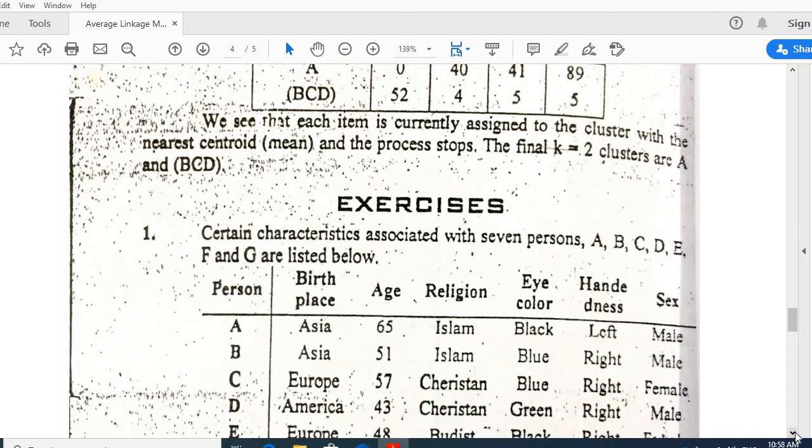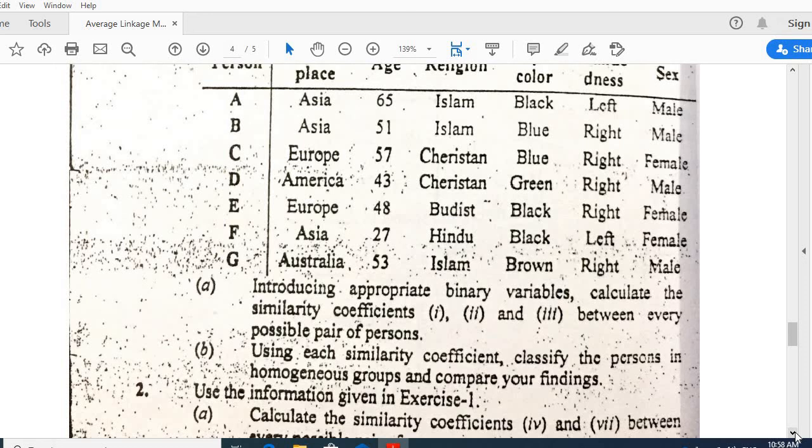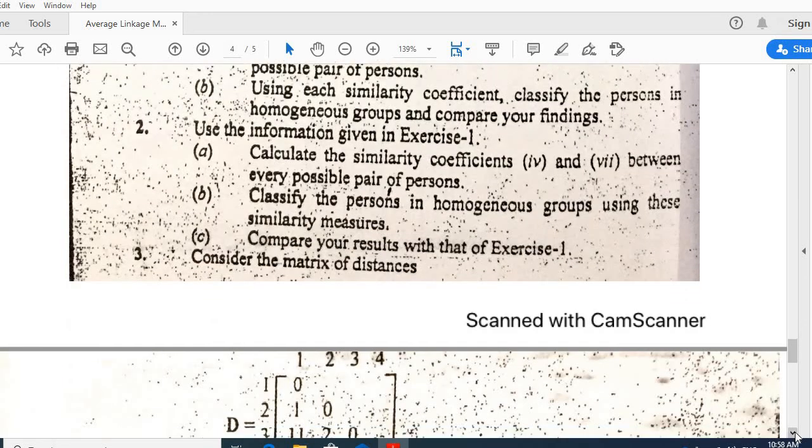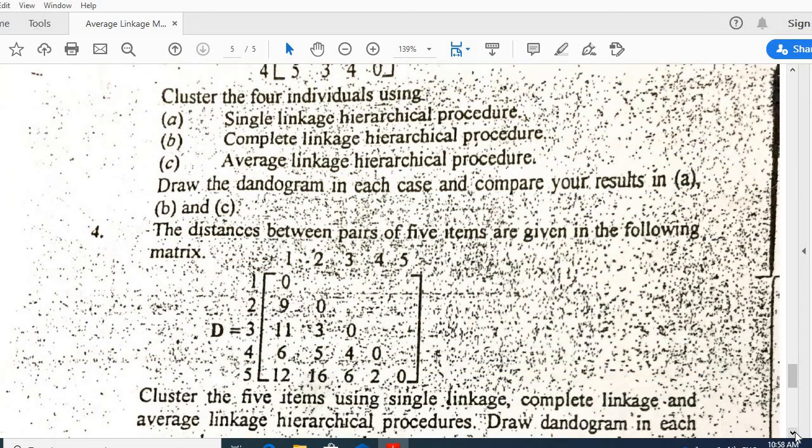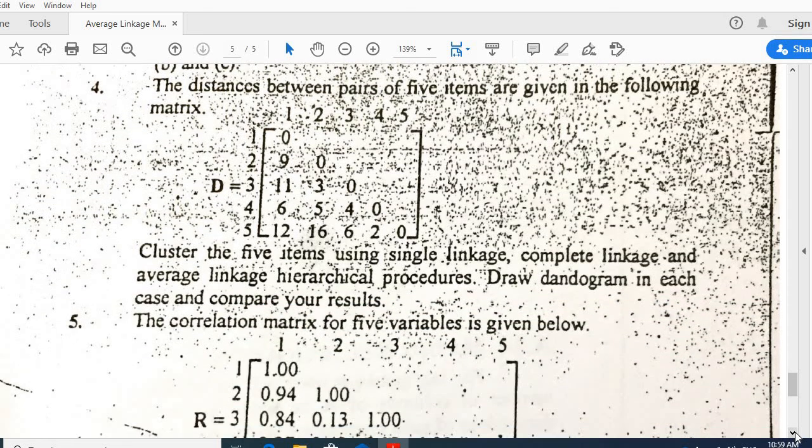Here I have also shared the examples of this chapter. Please try to solve the questions of these examples.